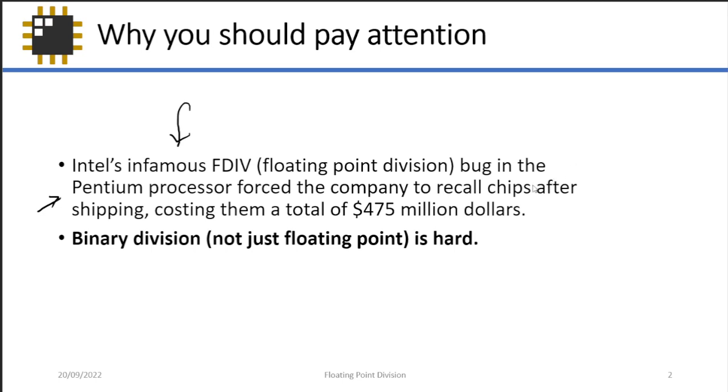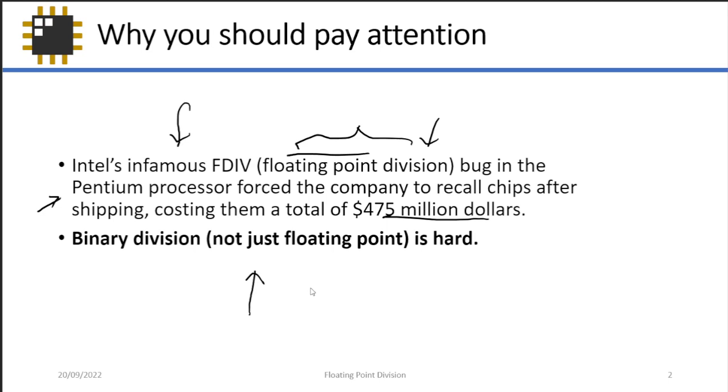But basically, they had a bug in the processor about floating point division. Floating point is something we haven't talked about yet, but the division part of floating point division is something that we're going to talk about now, and floating point will be talked about next. So listen to the next two lectures if you don't want to be costing your company $475 million if you get this wrong. That means that binary division, not just floating point, is hard.